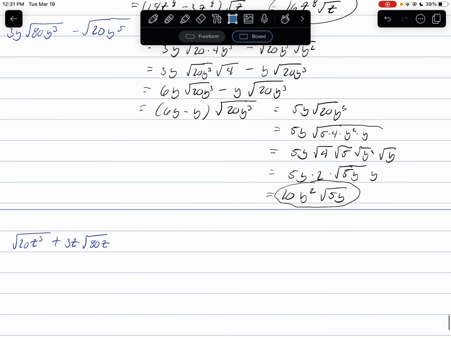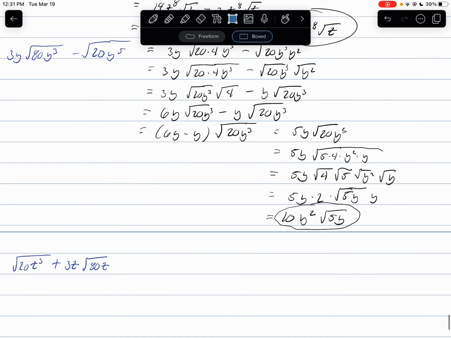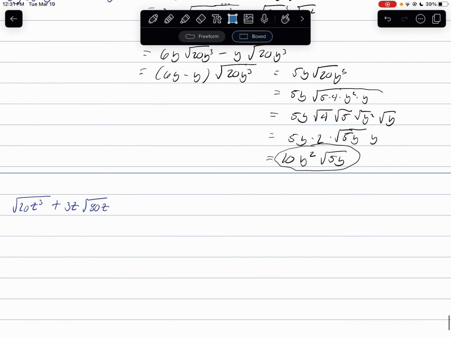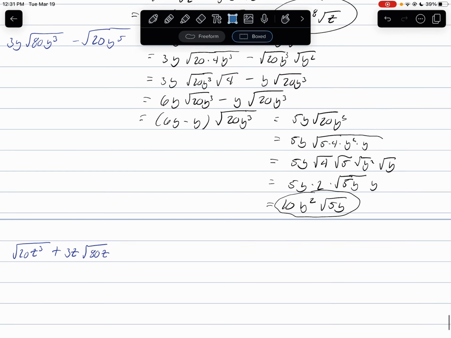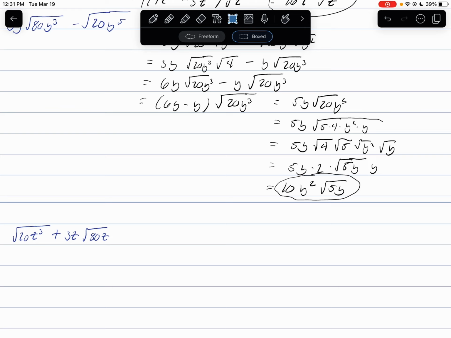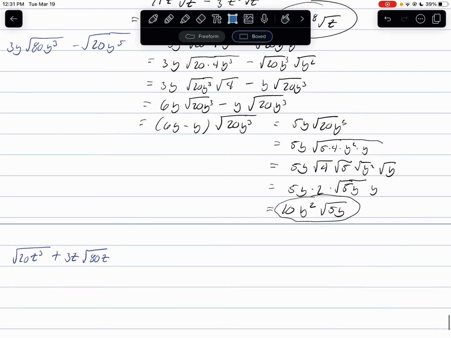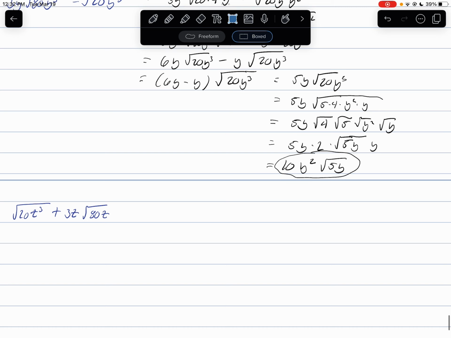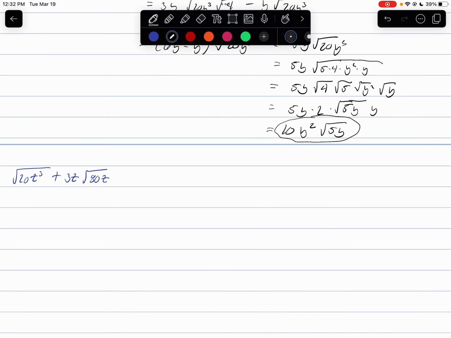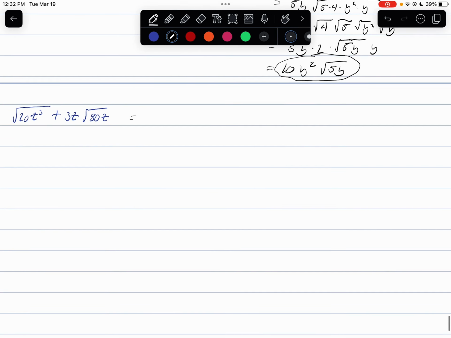Okay, let's try. Let's see. This one looks a little similar to the last one. We'll do it anyways. Good practice. So here we have the square root of 20z to the third plus 3z times the square root of 80z. Okay. So let's see what we can do here. So we can rewrite this. I think I figured out the mistake I made last time. We can correct it here, right? Because it's very similar. So we can rewrite this as 5 times 4 times z squared times z.